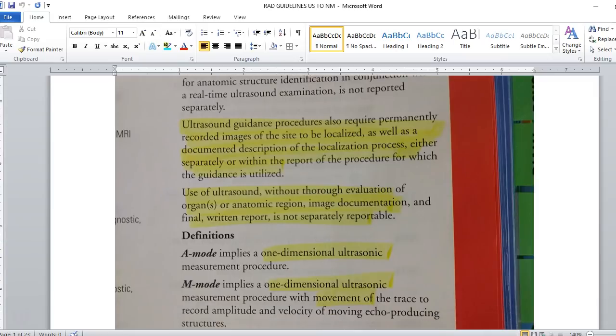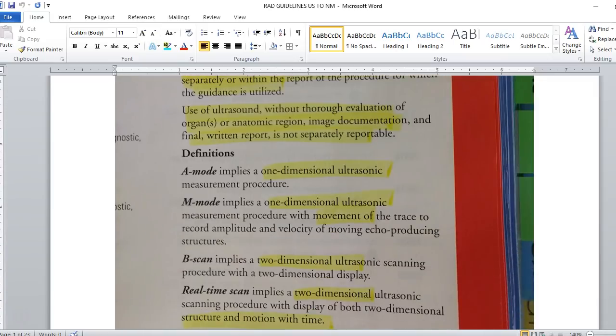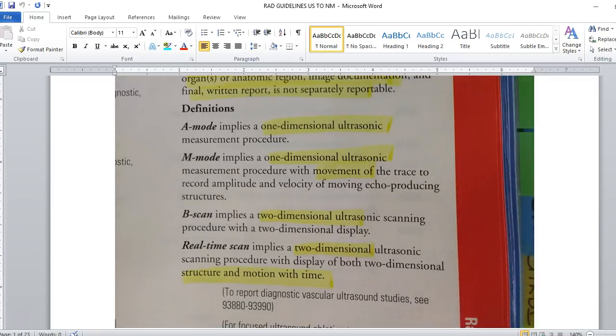So let's go through the different types of ultrasounds that we're going to see. So we have A mode. A mode is a one-dimensional ultrasound measurement procedure. So for instance, we can measure the amount of blood going through an artery or a vein. Okay, but it's just a one-dimensional image. So we're not looking for a 3D image, we're looking for movement. Again, think about movement of blood.